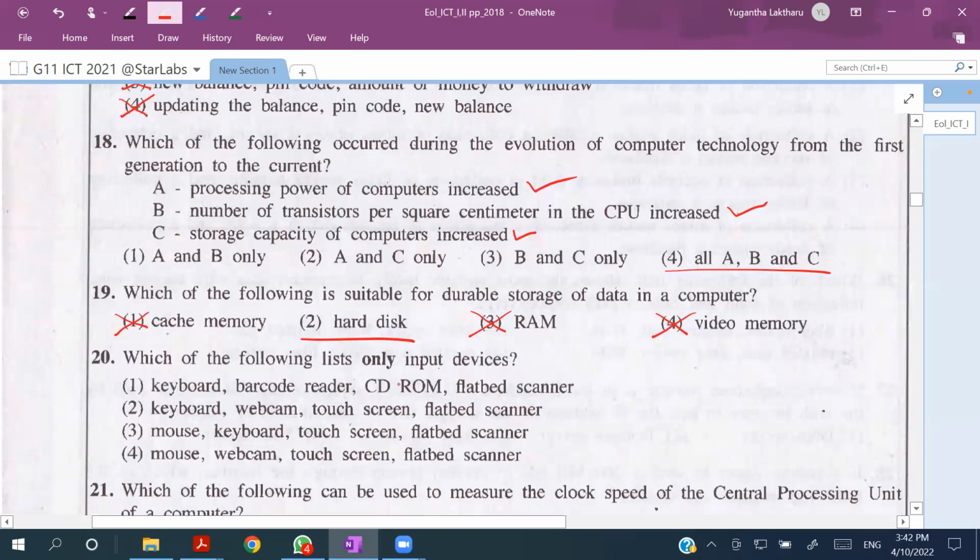Now the problem is in all the other answers, like keyboard, webcam, touchscreen, flatbed scanner. So keyboard is an input, webcam is an input, touchscreen is an input and an output device, flatbed scanner again an input, right? And here mouse, the third one, mouse, keyboard, definitely input, flatbed scanner, definitely input, touchscreen, again input and output. Even the fourth one has an input and output, which is touchscreen. So it's not very fair, people. I think the answer for the 20th goes with the first one.